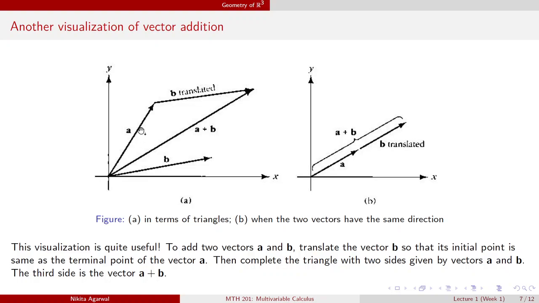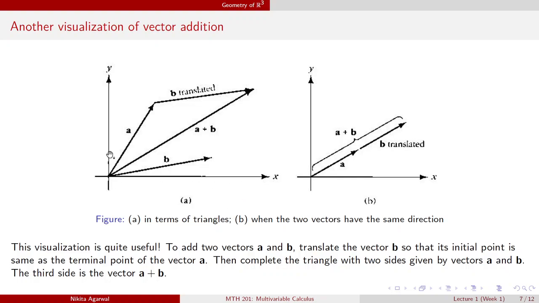So you have a and then b. Now these are two sides of a triangle, so you complete this triangle. When you complete this triangle, where the starting point is the origin and the ending point is the new ending point of b, this vector is nothing but a plus b. So this is visualizing vector addition using triangles. Earlier we were using parallelograms.